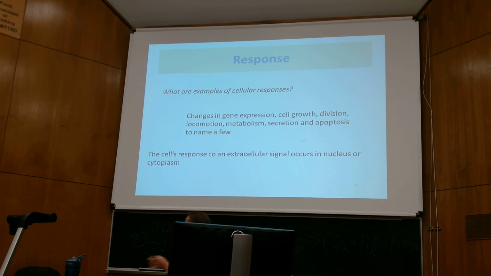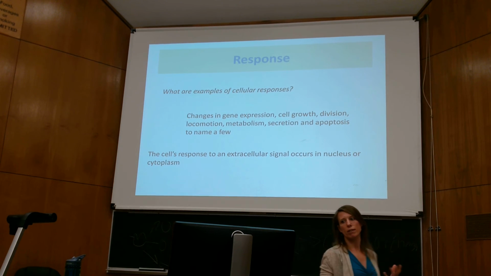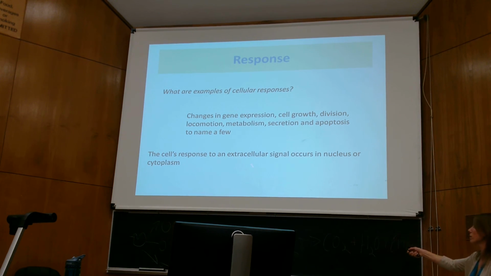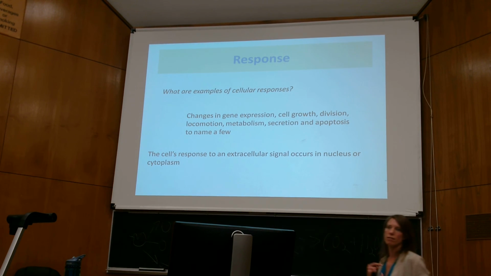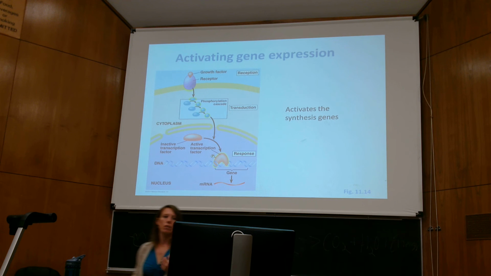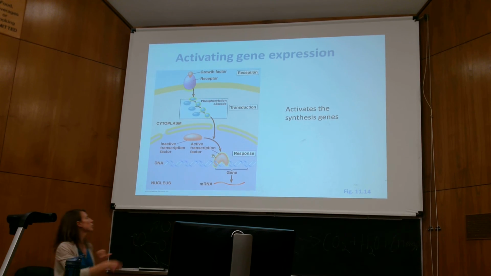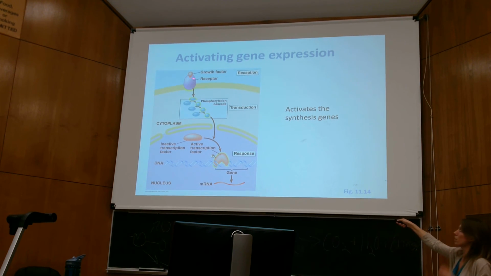These responses though occur either in the nucleus or in the cytoplasm, and then they may be released. So if it's something to be secreted, it might be released, but the response occurs first either in the nucleus or the cytoplasm. For example, it might be for gene expression. When this receives the signal, it sends a transduction pathway, so a phosphorylation cascade occurs, and then this protein is able to go inside the nucleus and activate what's called a transcription factor.